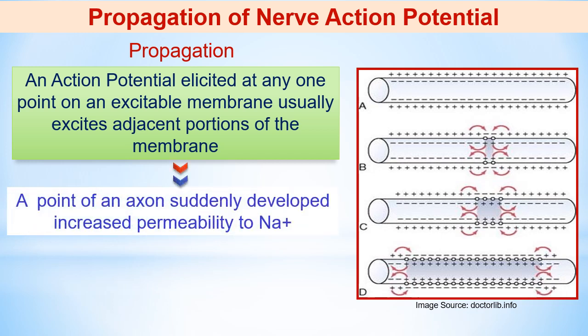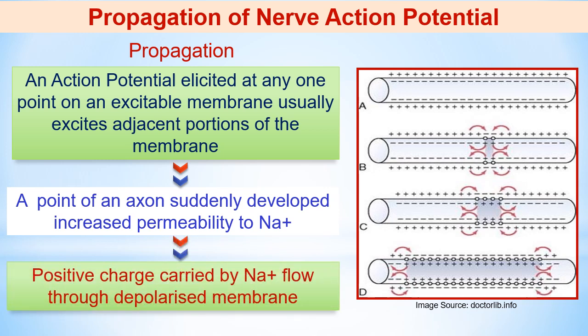A point of an axon suddenly develops increased permeability to sodium ion, and the positive charge carried by the sodium ion flows through the depolarized membrane. If we look at this diagram, we can understand that this is a diagram where the plasma membrane is shown, and the inside of the plasma membrane is negatively charged, and the outside is positively charged.